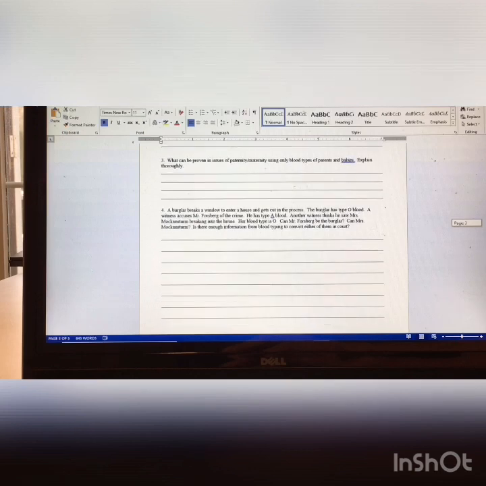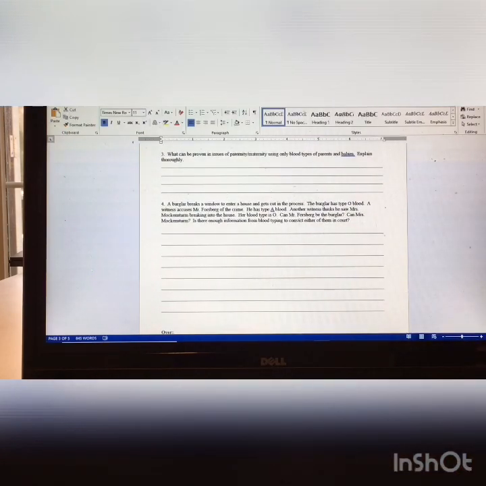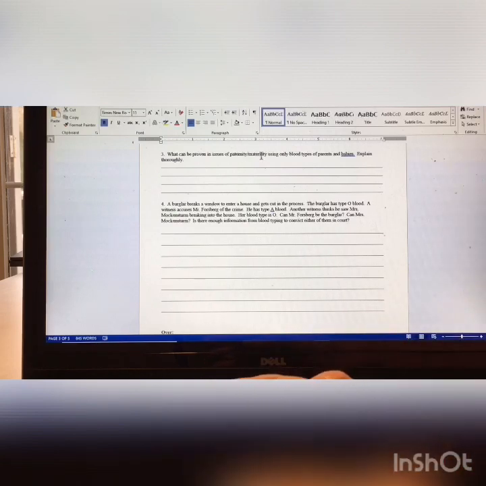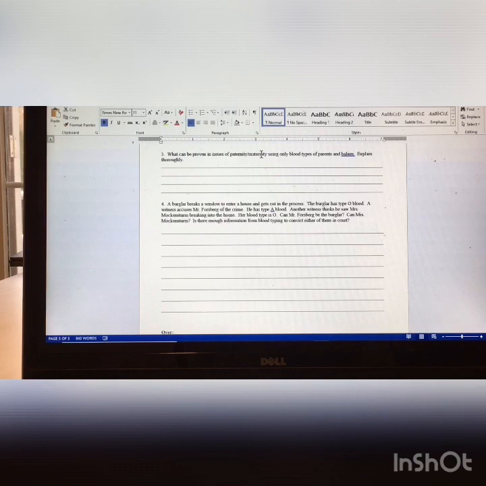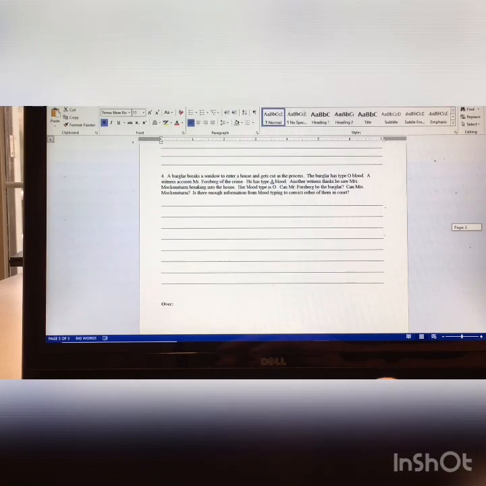People usually have an easy time with question number 2. Question number 3, I get a lot of questions about. It says, what can be proven in issues of paternity and maternity using only blood types of parents and babies? So can you prove somebody is the mother or father? So paternity means father, maternity means who's the mother, using blood types alone. Can you prove or disprove who the parents are and explain your answer? And this means without DNA testing. Question number 4 is fairly straightforward.